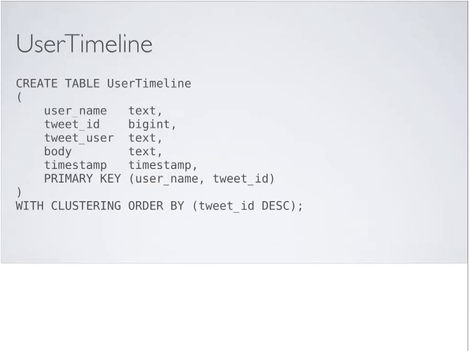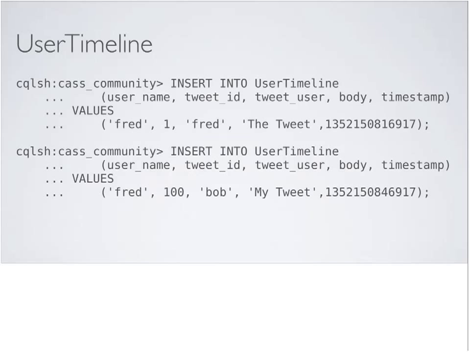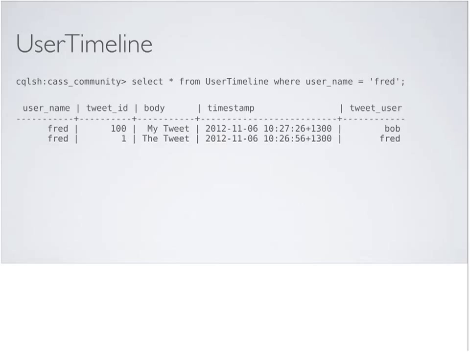We have a timeline, which are the tweets that I've sent and the tweets that my followers have sent. I'm adding a little bit more complexity here again. The primary key is the username and the tweet ID, like we saw on the UserTweets column family. So here I've added clustering order by tweet ID descending, which just says reverse the order of the tweet ID, and we do that because we always want to get the most recent tweets. So if I insert 2 rows using this, and then do a select, you can see that they come back with the most recent tweet ID, the highest number first, and that's what we want. We want to get the most recent 20 tweets from this user.